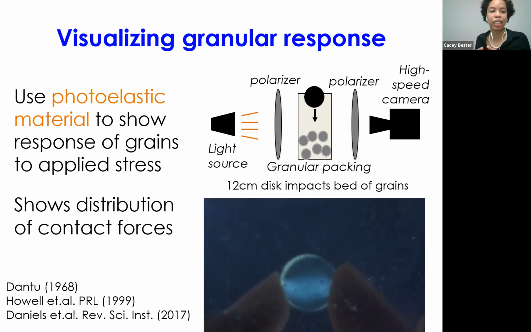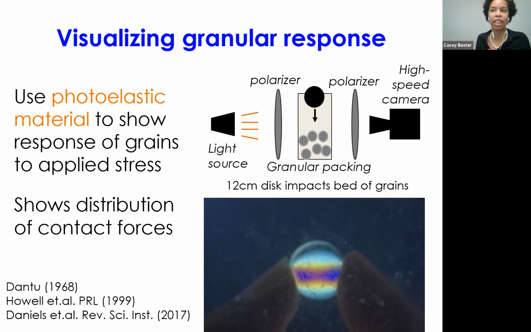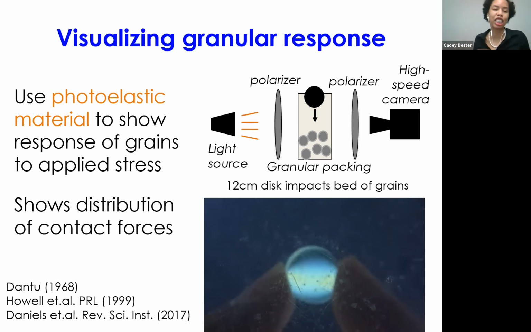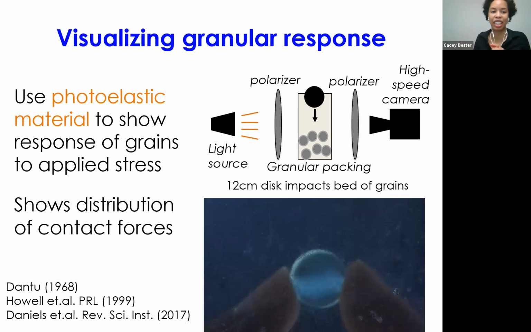So in most cases, the grains are acrylic, and those are pretty tough. Close enough to sand? Yeah. But depending on the experiment, we may use something softer, depending on the goal of the experiment.